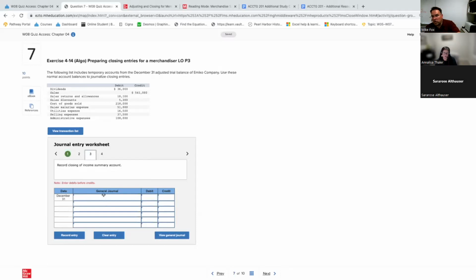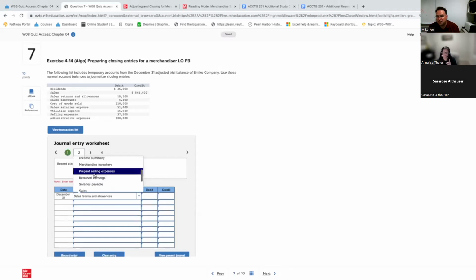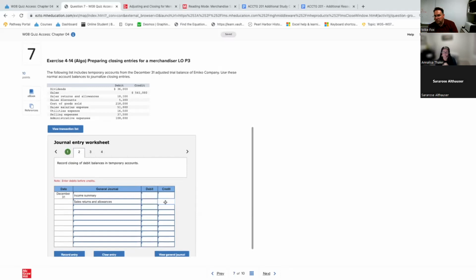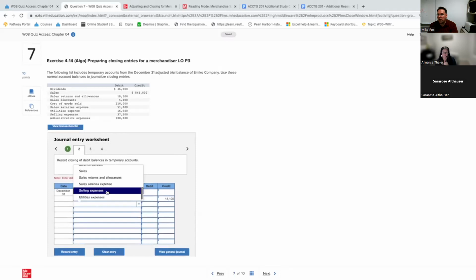Well, when you go to number 2 and you close all those debit account balances, you're going to credit all of those accounts, right? So you're going to debit income summary. That'd be your income summary entry, and it'll be the total of all of these. Then your income summary account will have some balance, because now you've credited it 541,000 and you're going to debit it all these other things. And then it'll have some balance that you'll have to close out to retained earnings.